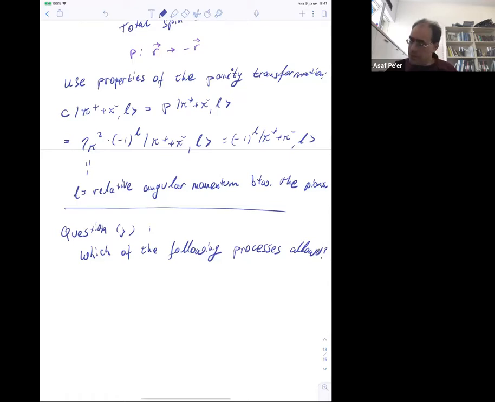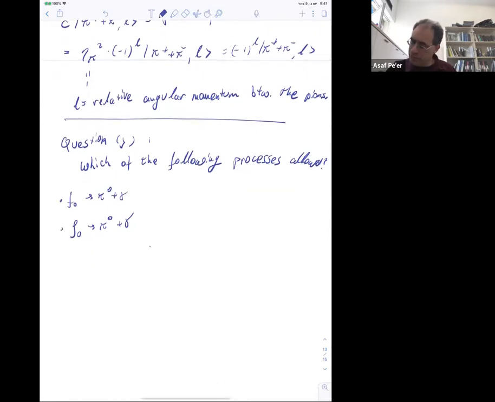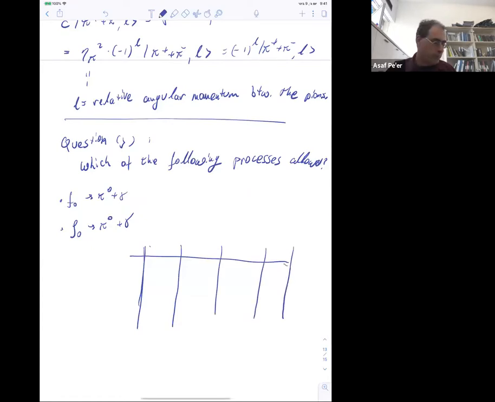And the processes are the decay of the F particle into a pion and a photon, and the decay of the rho particle into a pion and a photon. And in order to answer that, I'll give you the relevant quantum numbers in the following table. So we have four particles here: F, rho, pion, and gamma.